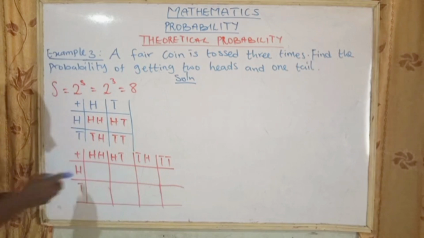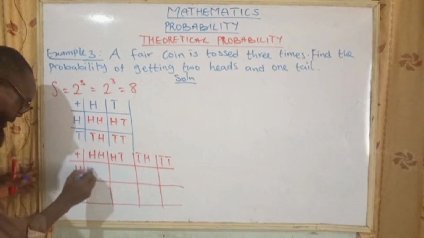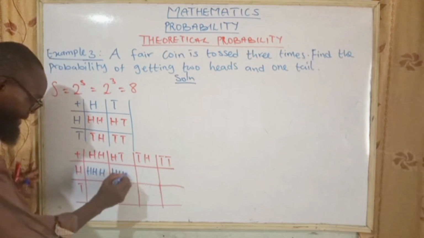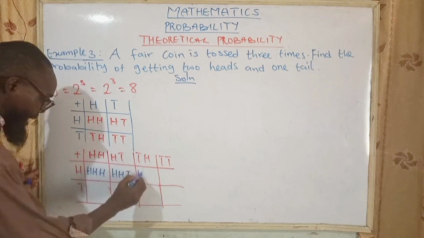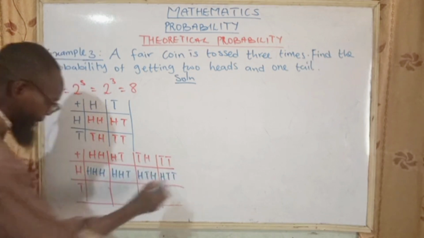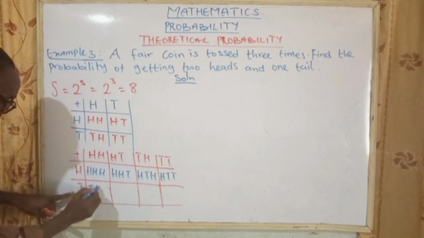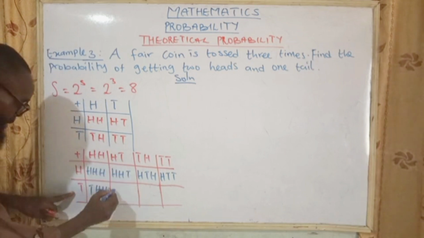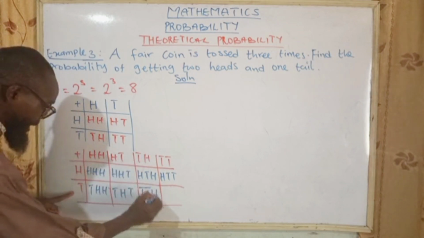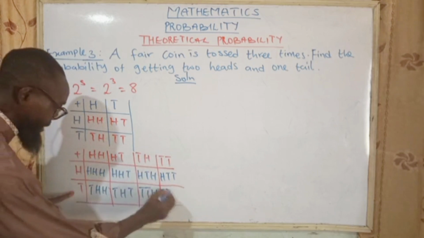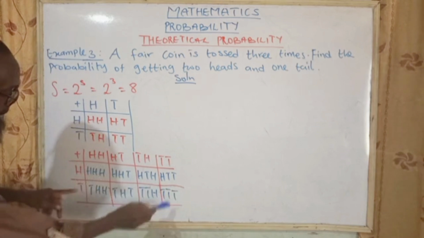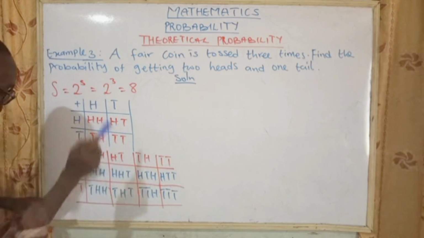Now let's do this. This and this. We have head, head, head. With this one, head, head, tail. With this, head, tail, head. With this, head, tail, tail. This and this, tail, head, head. With this, tail, head, tail. With this, tail, tail, head. With this, tail, tail, tail. So these are now the total number of sample space: 1, 2, 3, 4, 5, 6, 7, 8.